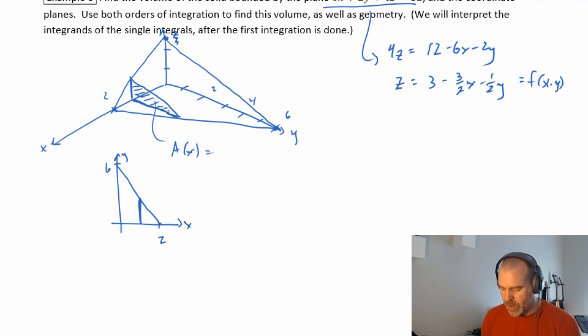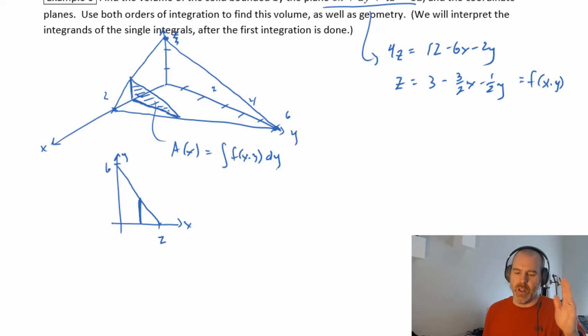And so what we need to do there is integrate our function f of x,y, but we're going to integrate with respect to y first. So we're going to integrate y going from the top to the bottom. And then once we have that, we will add up all of those in terms of x.